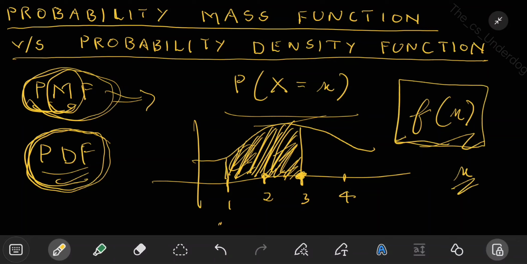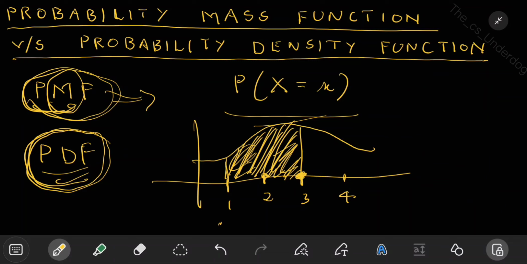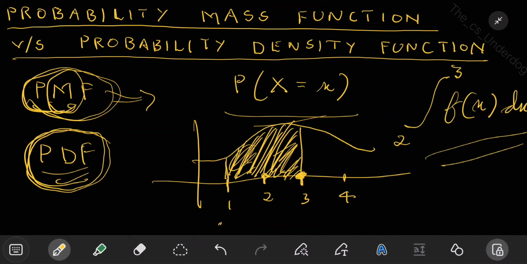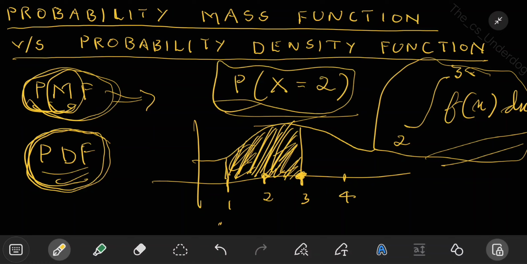This function describes the density, and you integrate this density function over a range of values. If I have an f of x and I have to find the probability that my x lies in 2 to 3, I have to integrate this over 2 to 3: the integral from 2 to 3 of f of x dx. That is how I do it with a probability density function. Coming to probability mass function, if I want to see x equal to 2, I will simply put the value x equal to 2 and calculate it. So this is the difference.